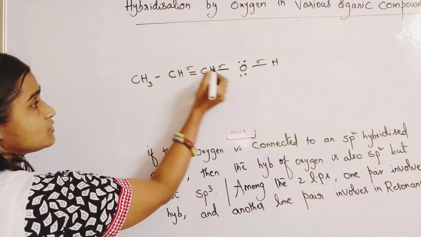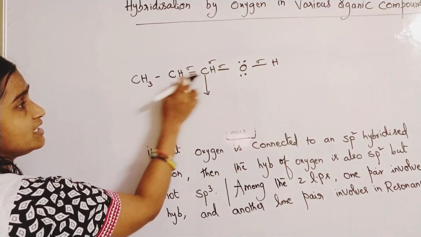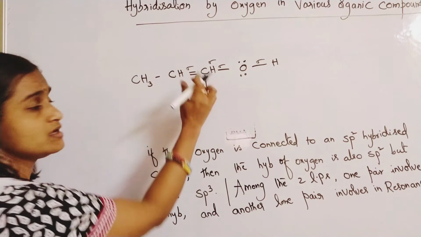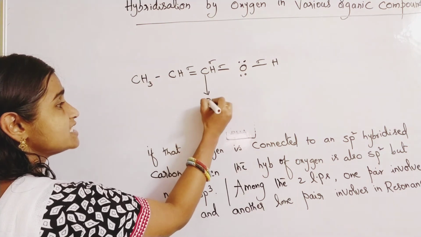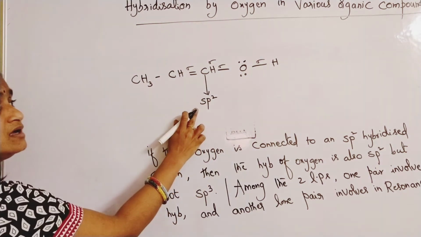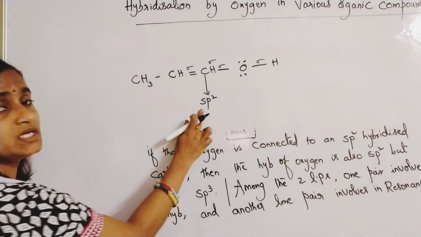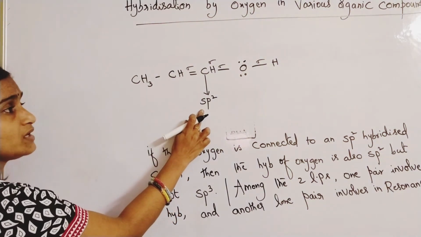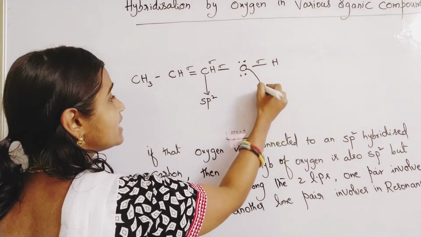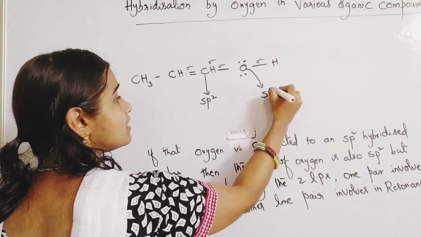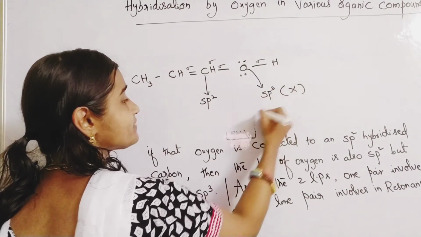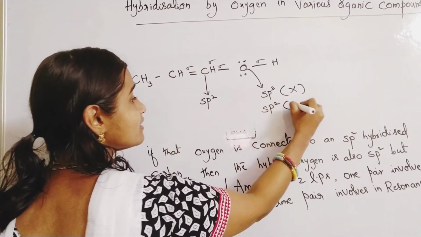Here total 3 sigma bonds are there. One here, and one with hydrogen. So 3 sigma bonds means it is sp2 hybridized carbon. Oxygen is connected with sp2 hybridized carbon, so oxygen's hybridization is not sp3. It is sp2 only.